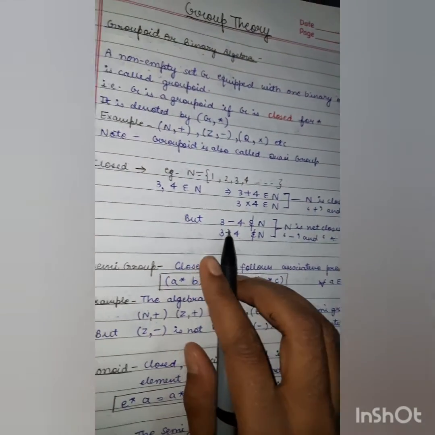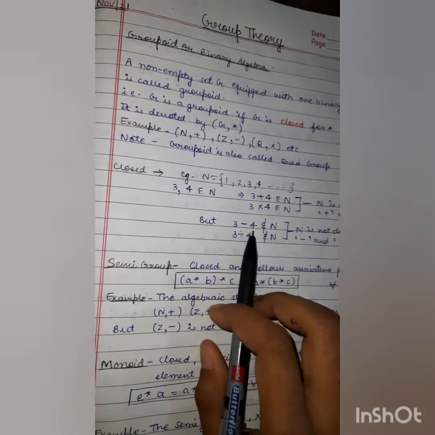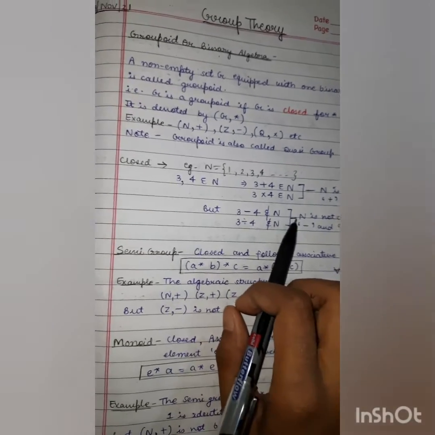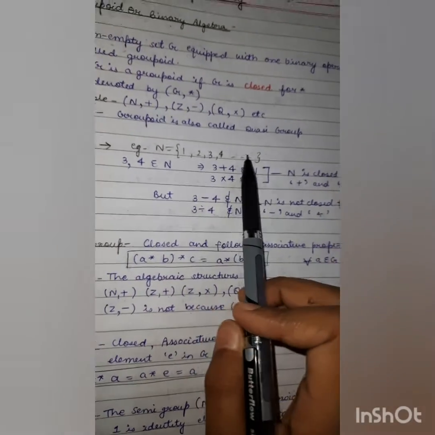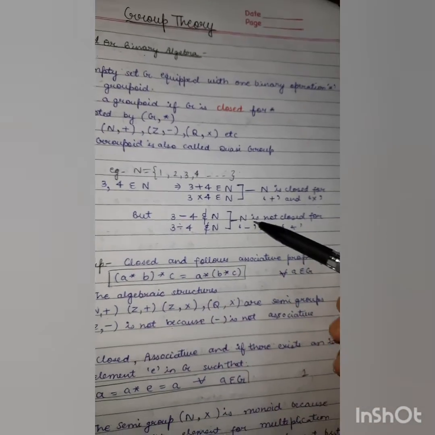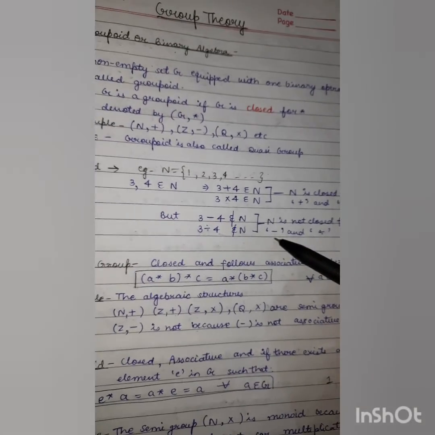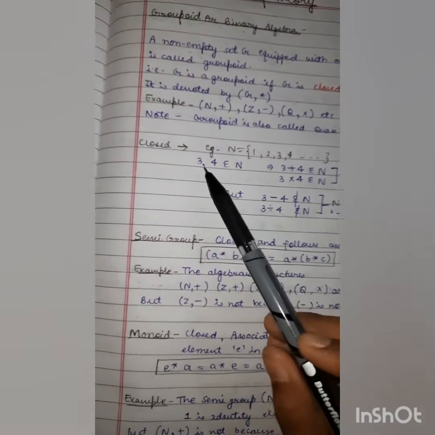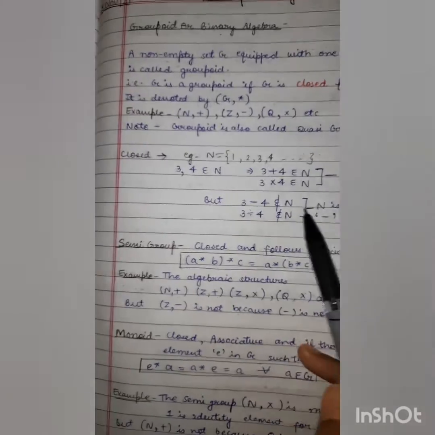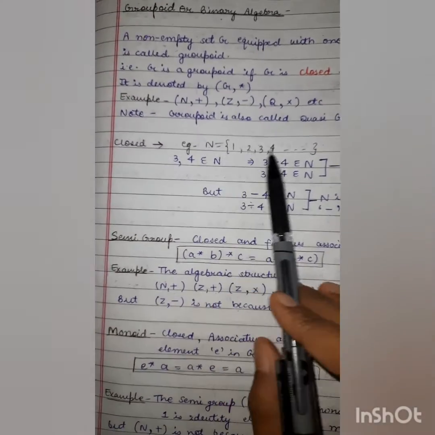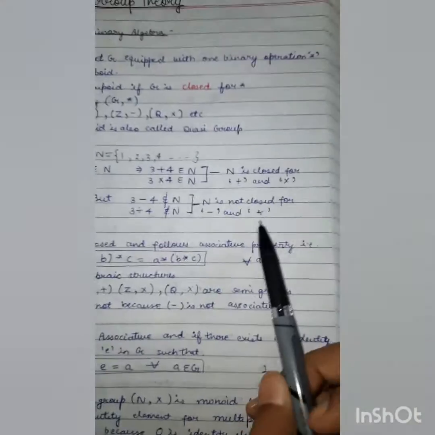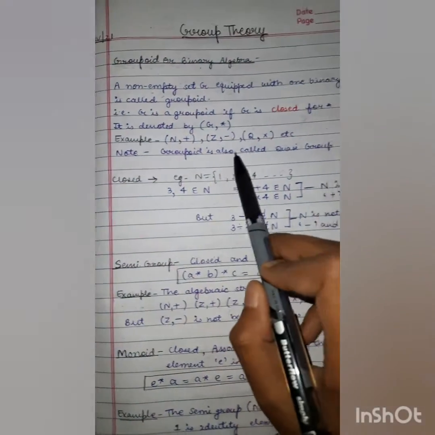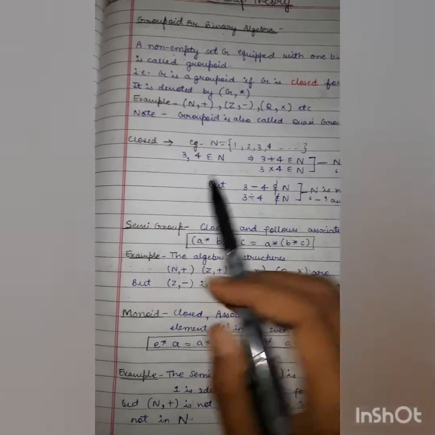But if we subtract these two numbers, 3 minus 4, then we will get minus 1, and we can see that minus 1 does not belong to this set N. So we can say that N is not closed for subtraction operation. Similarly, if we divide 3 by 4, then we can see that it does not belong to this set N. So we can say that N is not closed for division also. And groupoid is also called quasi-group.